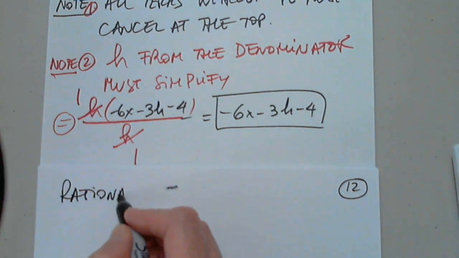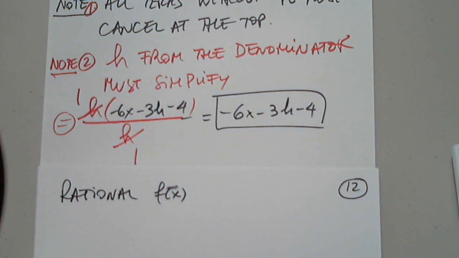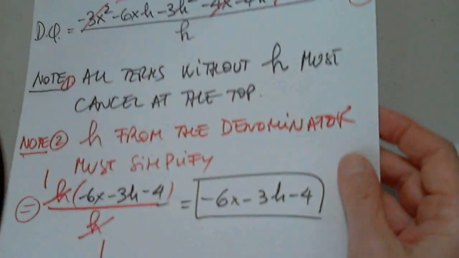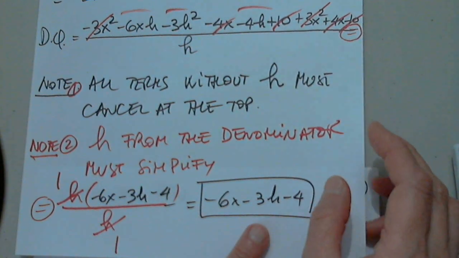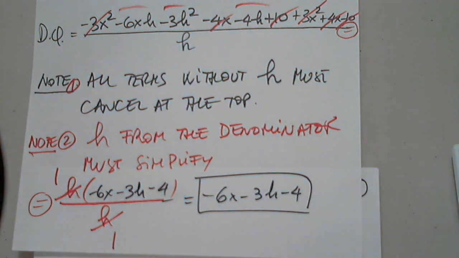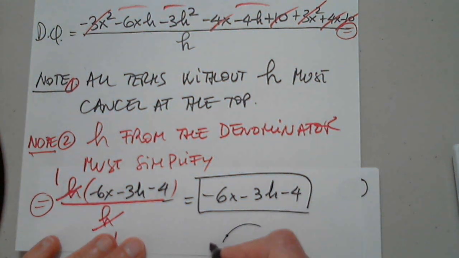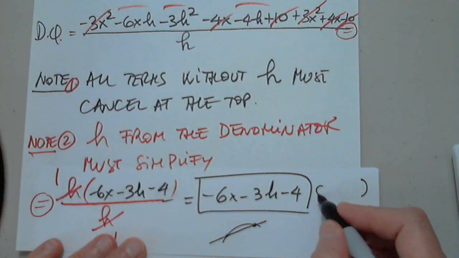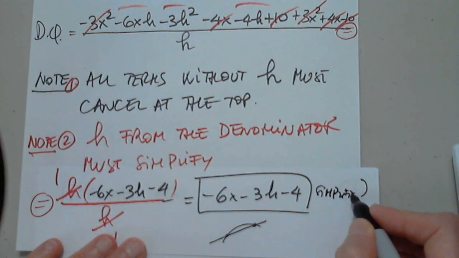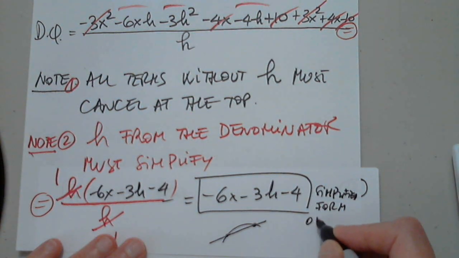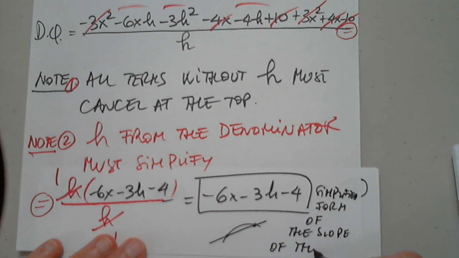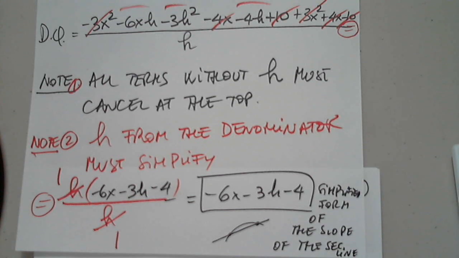I'm sorry, can I ask, is the final product there, the negative 6x, is that the secant line between? Very good question. No. It is the simplified form of the slope of the secant line. Excellent. Very good question. Is that clear? Yes. Excellent. Yes, go ahead.